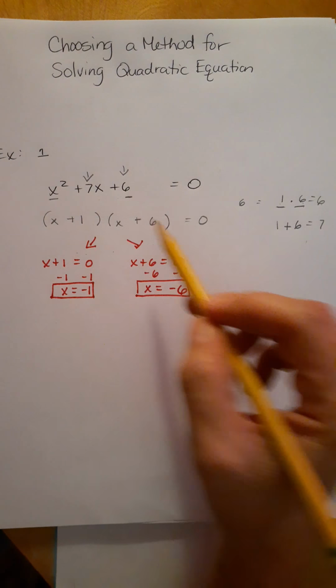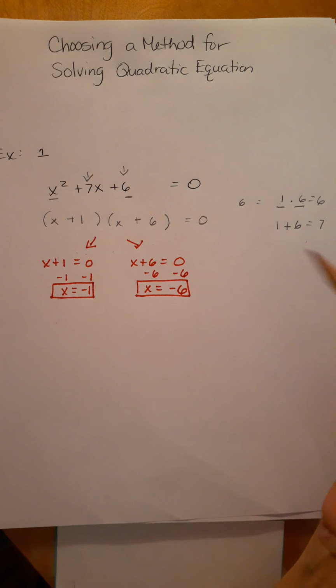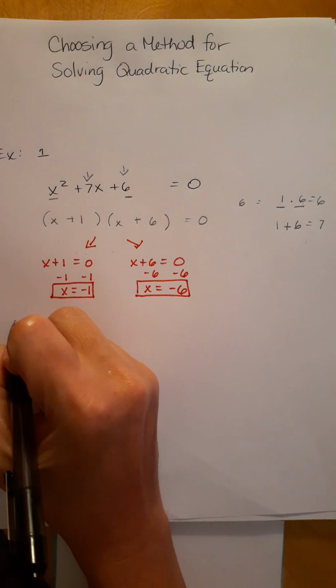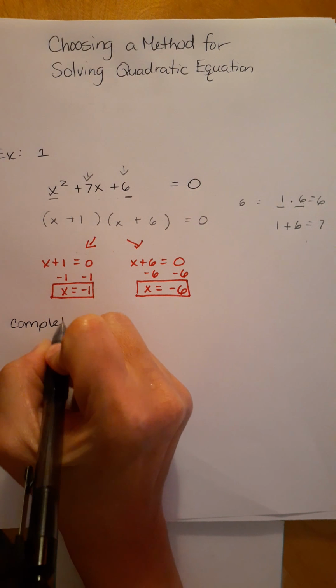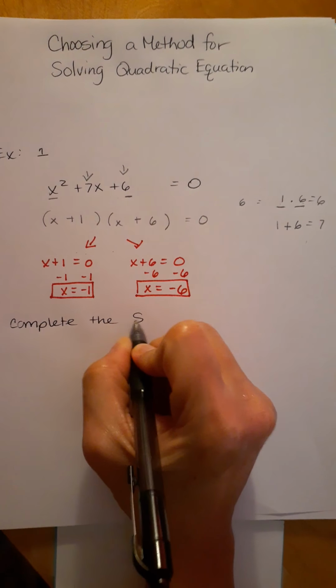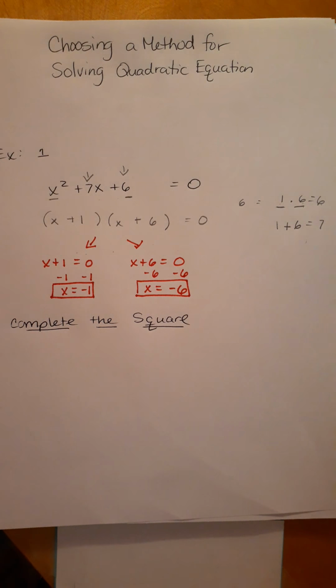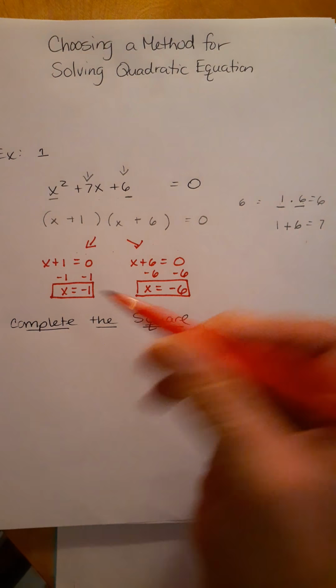Maybe you get stuck and you just couldn't figure out the factor. That happens too sometimes when it's not super straightforward. So let me do complete the square. I'm going to write it here. Complete the square. Okay? Now, if I have to complete the square here, well, let's see.